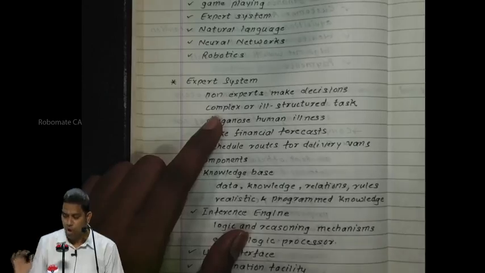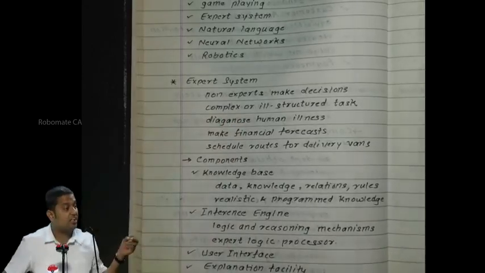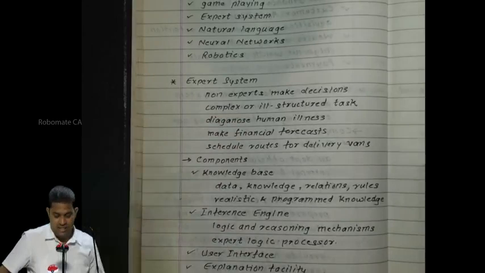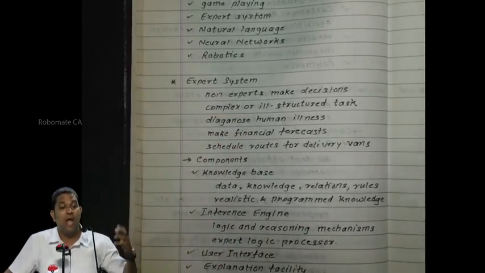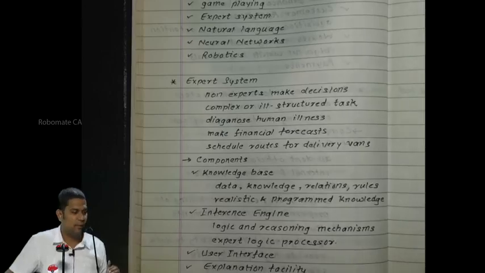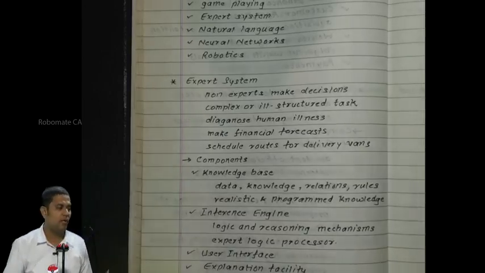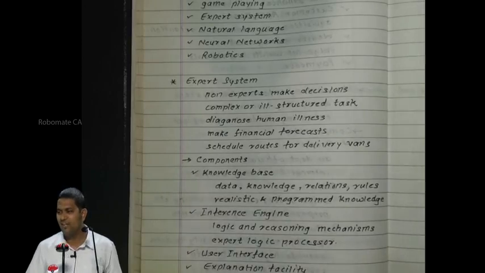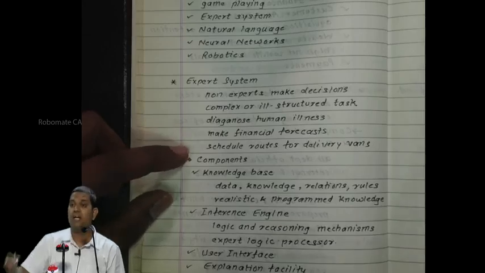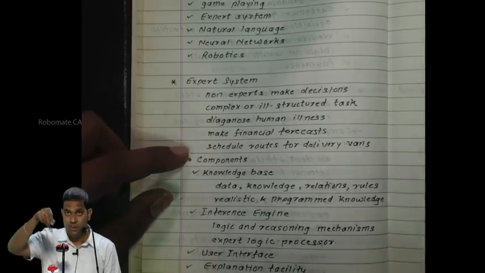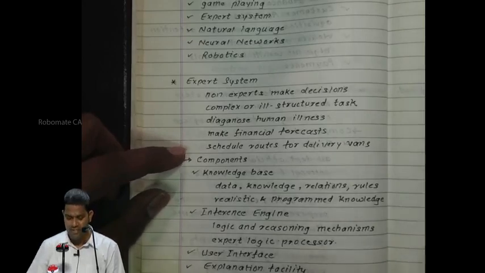They can solve complex or ill-structured tasks. See, it can diagnose a human illness, but I will not be able to explain how it is doing this. And even if I explain, you won't be able to understand, because you are not doing MBBS. You are doing CA, so you will be understanding this term better. It will be able to make financial forecasts. Okay, it can schedule the routes of the delivery vans and so on.